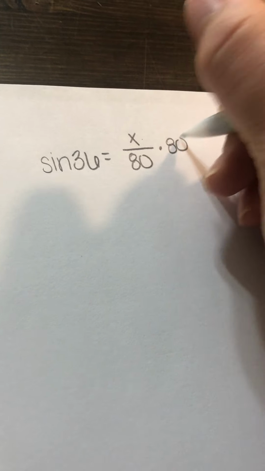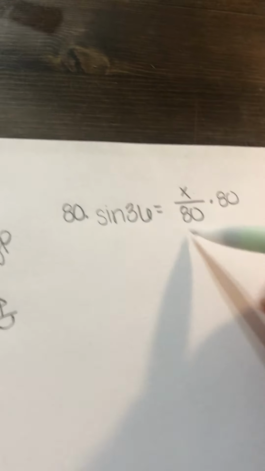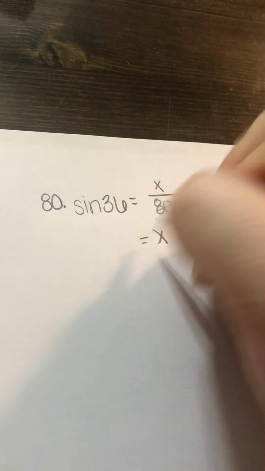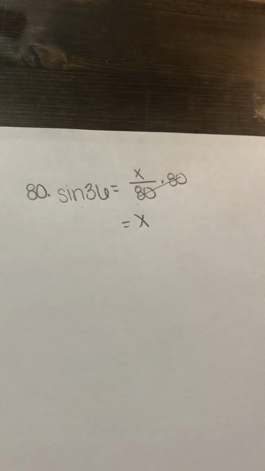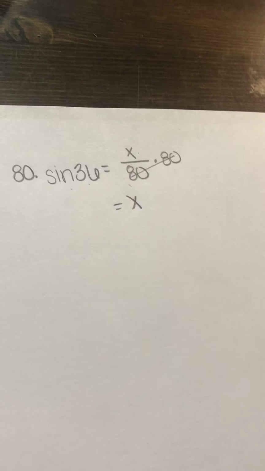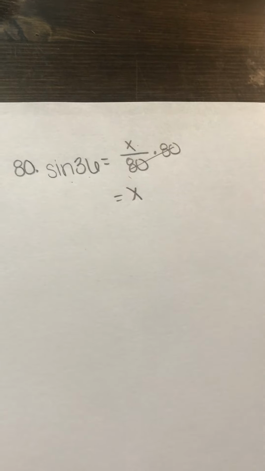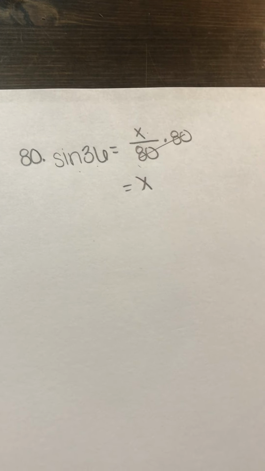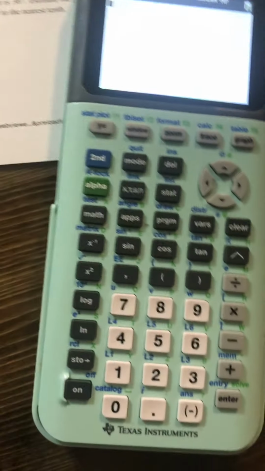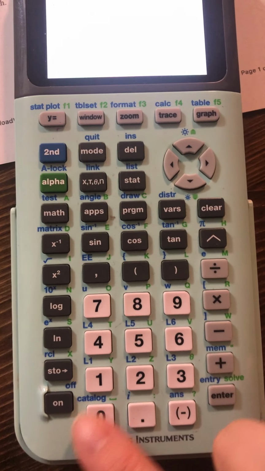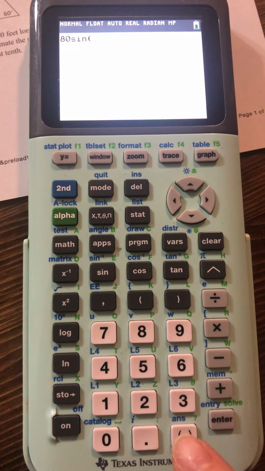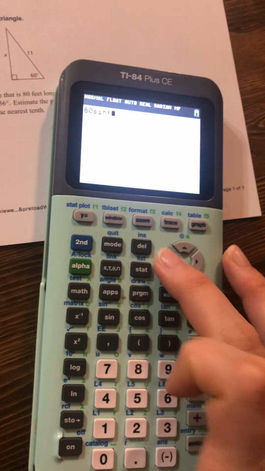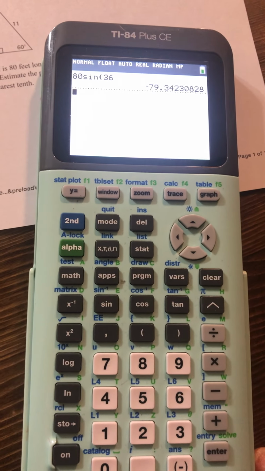Okay, to solve for x, we'll multiply both sides by 80. And then these will go away. So x equals 80 sine of 36. If you have a graphing calculator or any calculator that has trig functions on it, you just type in 80 sine of 36, and I'll show you how to do that on here, but you will do 80 and then sine 36, enter, and that'll give you not the right answer.